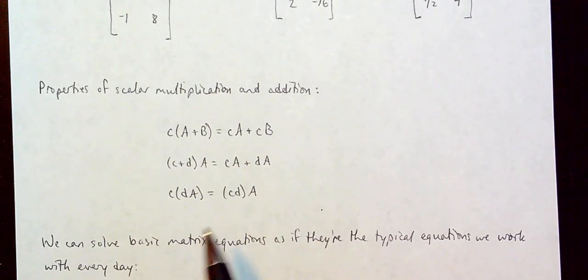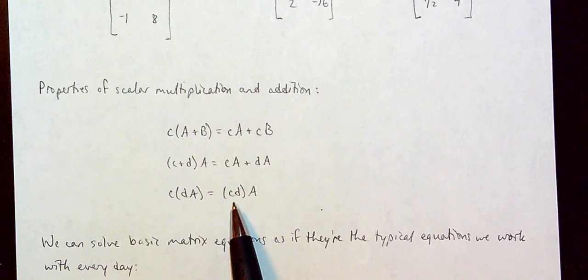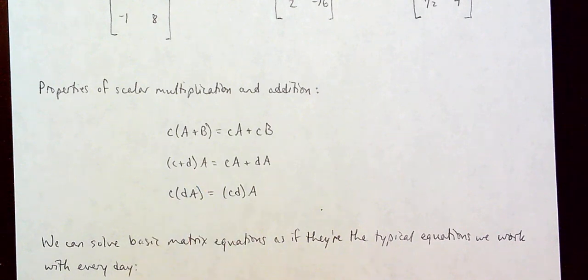And then the order in which we multiply the constants doesn't matter. So c times dA is equal to cd times A. And c and d in these three examples are the constants. They are the scalars. Capital A and capital B are going to be our matrices.